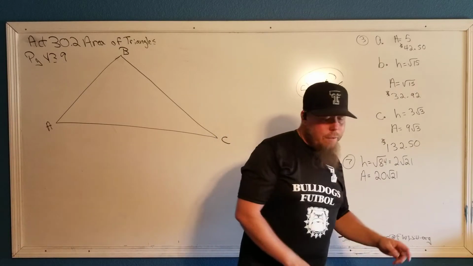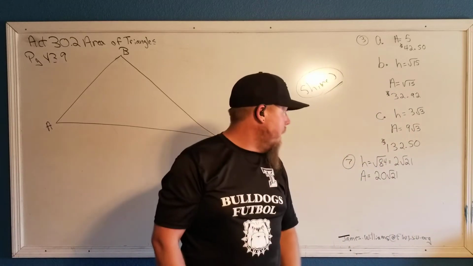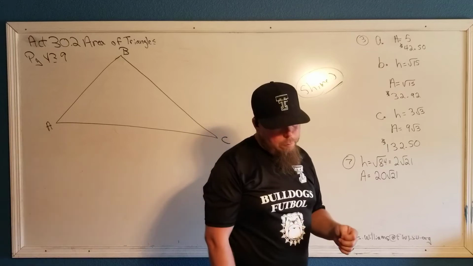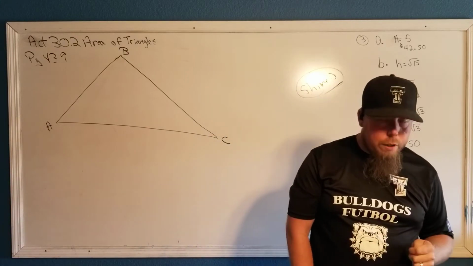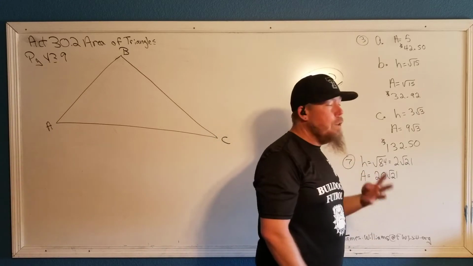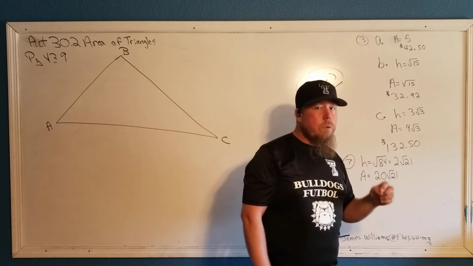For number 7, that was an interesting one. That's the one where you need a geometric mean. The height is the square root of 84. Remember, you multiply 6 times 14. That's where the square root of 84 comes from. And then if you reduce 84, 84 is 4 times 21, so 84 reduces to 2 square root of 21.